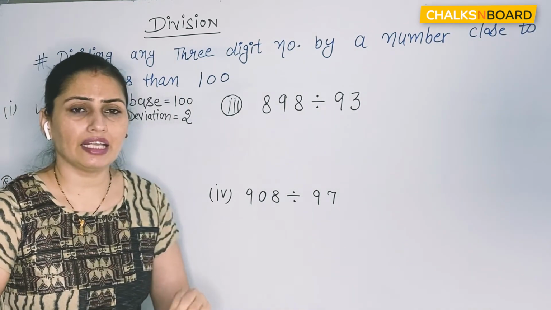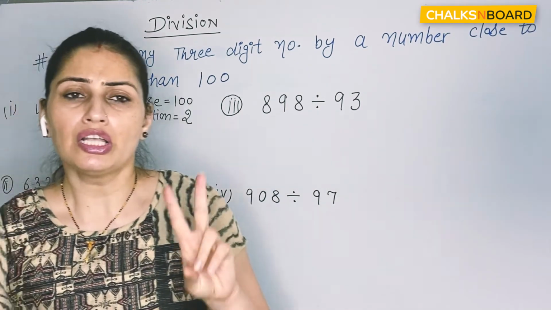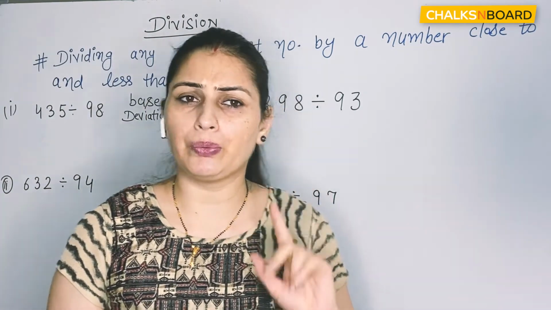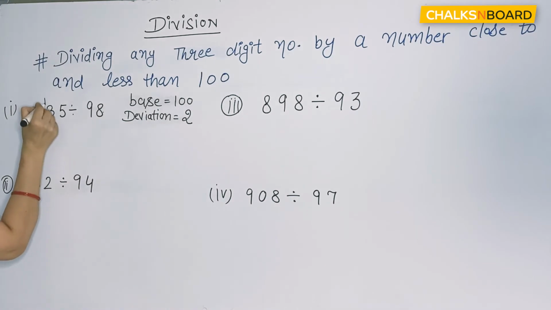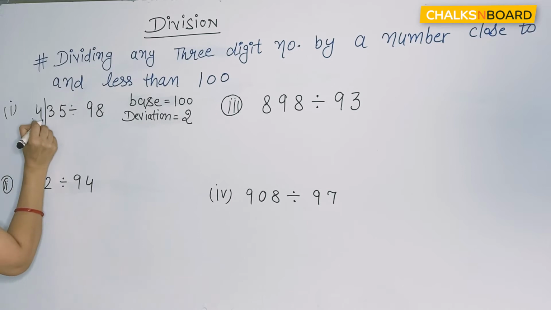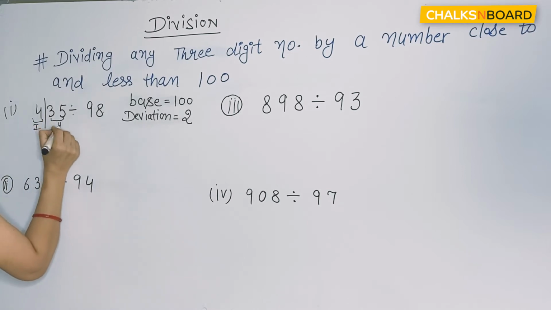Now you can see in 100 we have 2 zeros. So split this dividend by 2 digits like this. Skip the first digit and we can draw a line between these numbers. So this is the first part and this is the second part.